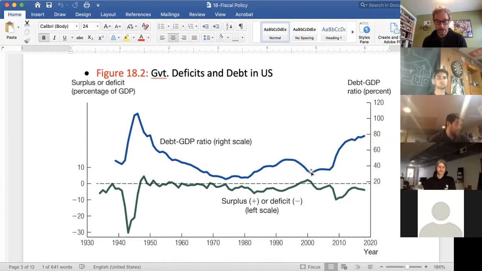Who owns this debt? Well, U.S. citizens, for the most part, right? If you actually look at the data to see who owns this debt, about half of it is owned by U.S. citizens. About 30% is owned by foreign citizens. The two biggest foreign holders of U.S. debt are China and Germany. Not surprising, right? These are two big countries.